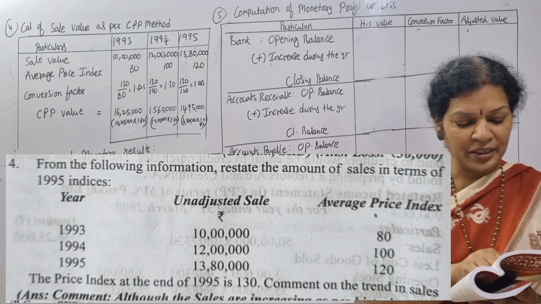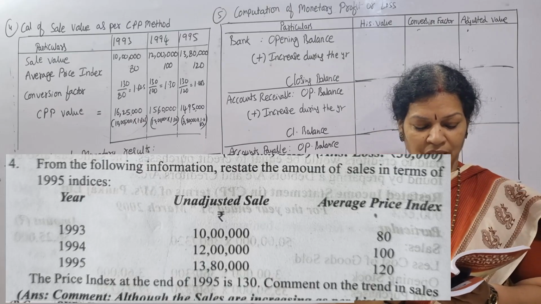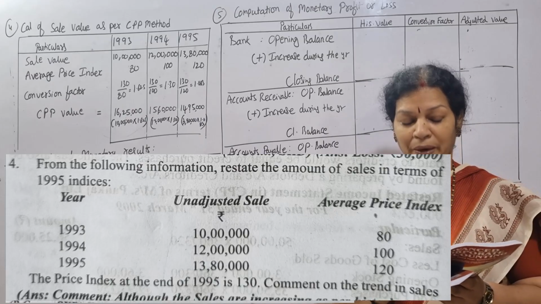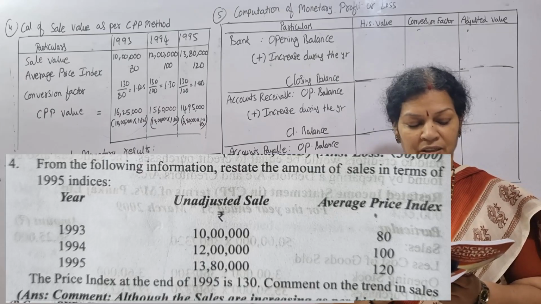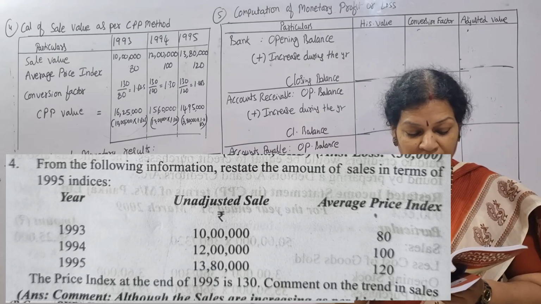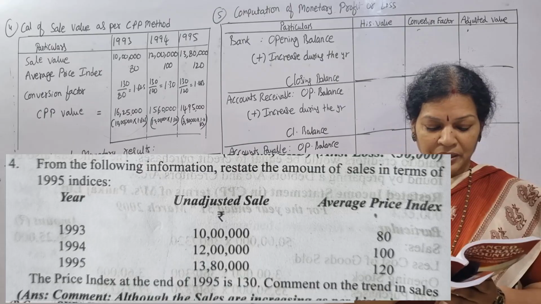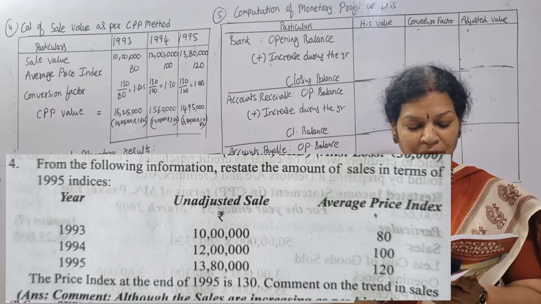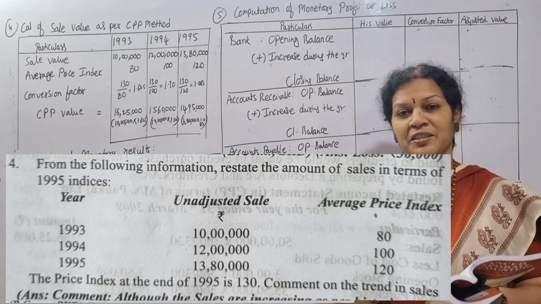Now, if you see the data, years 93, 94, 95, unadjusted sales, original sales, are 10 lakh, 12 lakh, 13 lakh 80,000. Average price index is given: for 93 it is 80, 94 it is 100, 95 it is 120. This is as per the year. Next line, the price index at the end of 1995 is 130. Comment on the trend in sales.